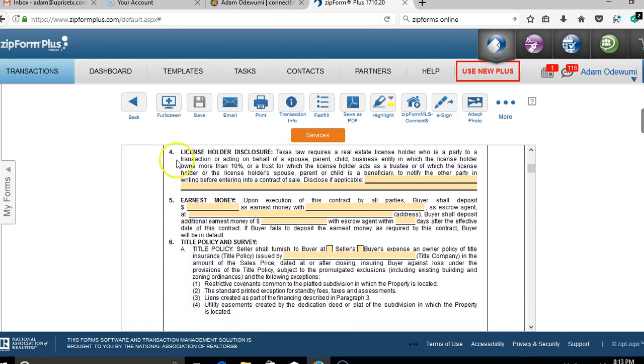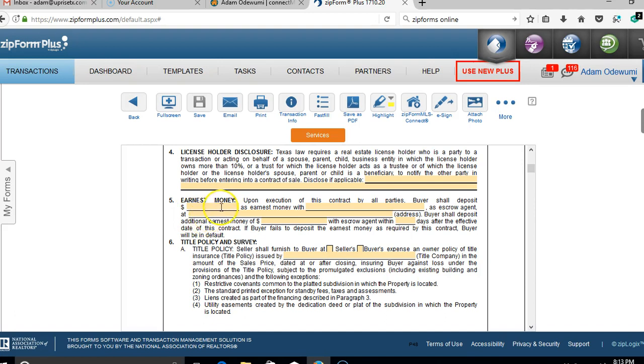Okay, let's go down. So we got 4, license holder disclosure. You can read through this, but this is basically just disclosing if the party does have a real estate license. Earnest money, number 5. Earnest money is AKA deposit. It's basically letting the seller know that you're serious about buying the property and you're putting some money down up front. Now, when you buy a house, it's called earnest money. In other situations, it's just called deposit.